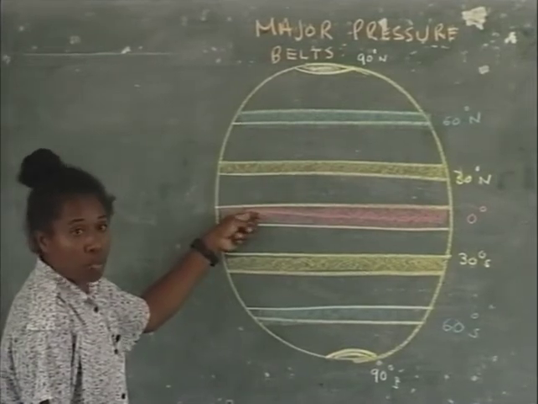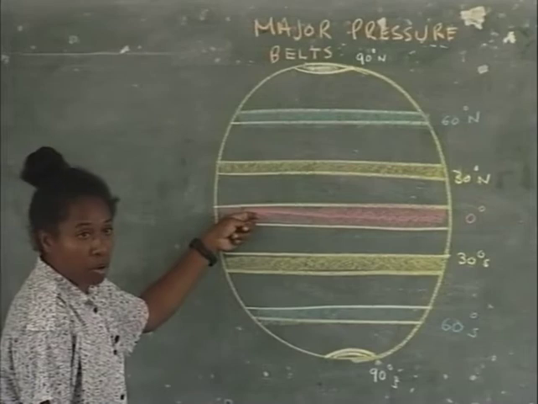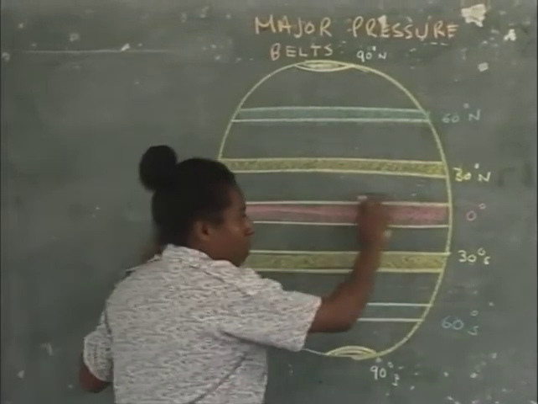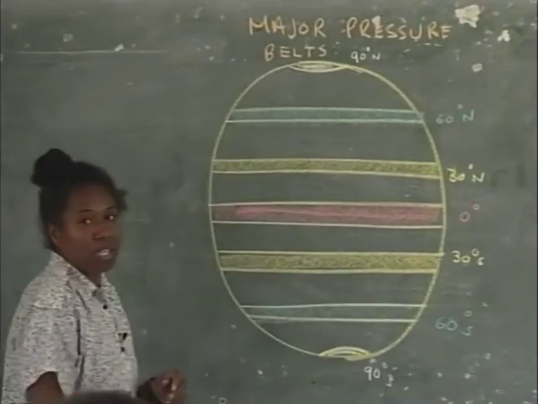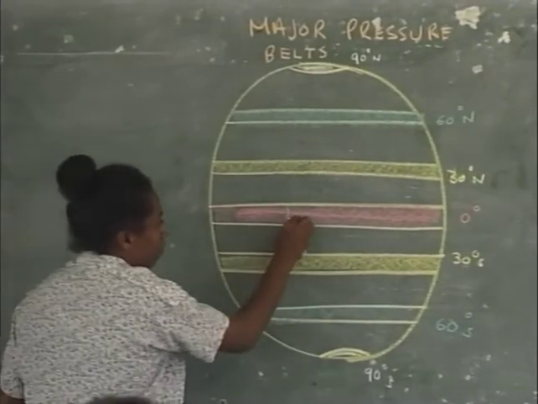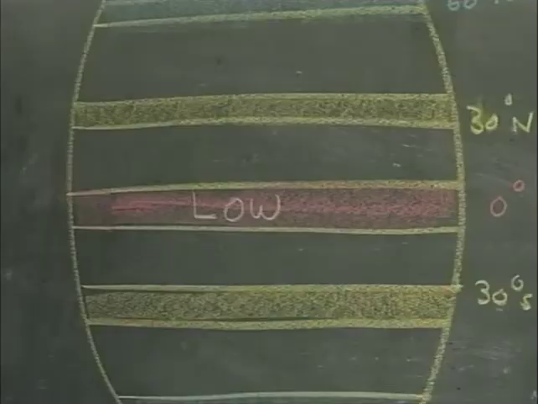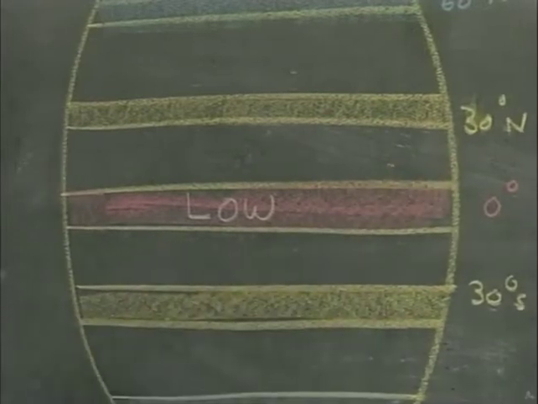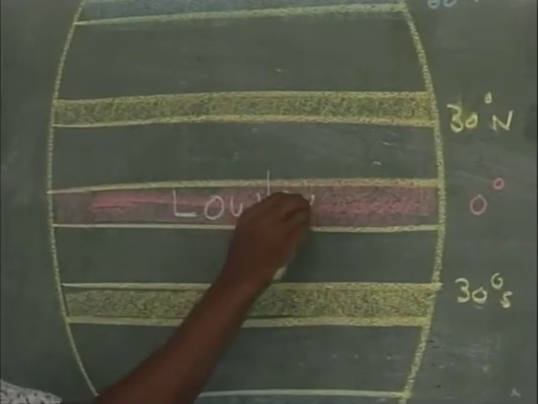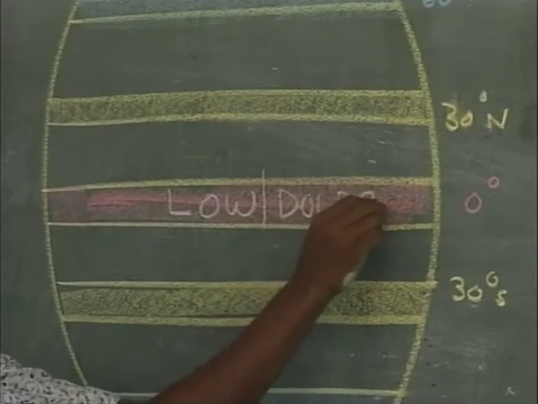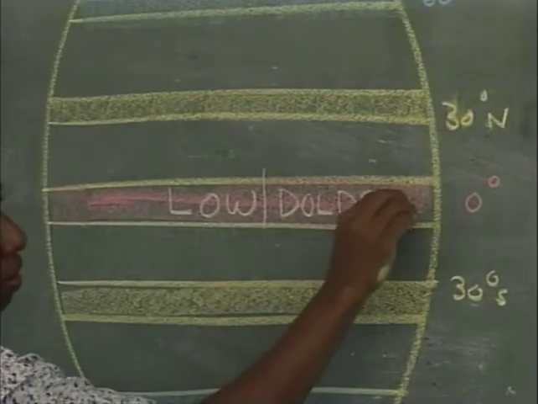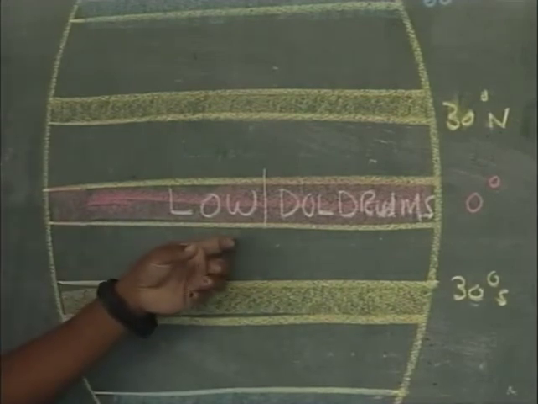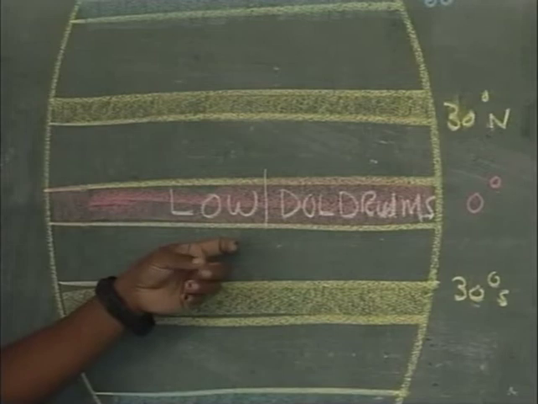What do we know about warm or hot air? It will always rise. And because the air rises at the equator, what type of pressure belt would be found here? This is definitely a low pressure belt. So we have a major low pressure belt found along where the equator is. And that pressure belt is also known as the doldrums. The doldrums are known also as the equatorial low pressure belt region or area.